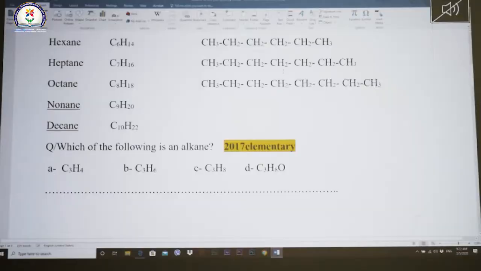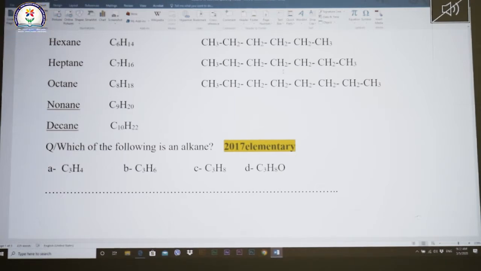Look at this question of the baccalaureate. Which of the following is an alkane? How do you know how to choose? According to the general formula, always multiply the number of carbon atoms by 2 and add 2. We have to choose C. Why is C correct? Because in C we have 3 carbons, 3 times 2 is 6, plus 2 is 8. C3H8, we have propane. C is correct.